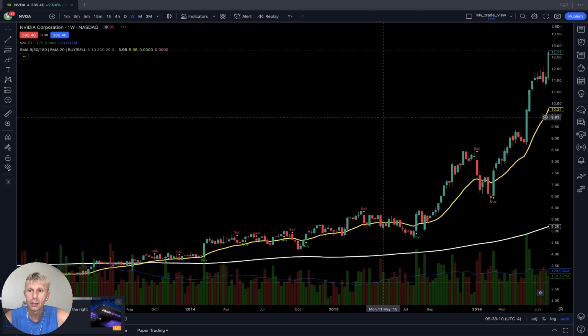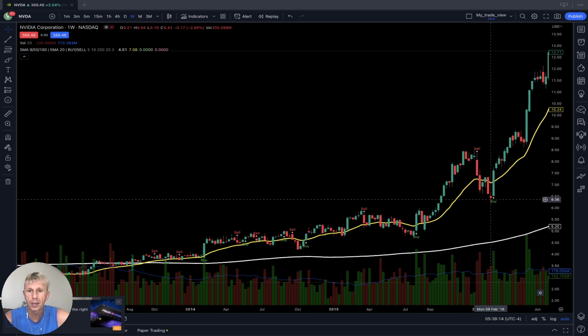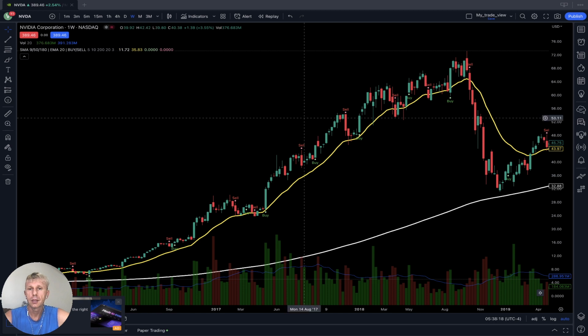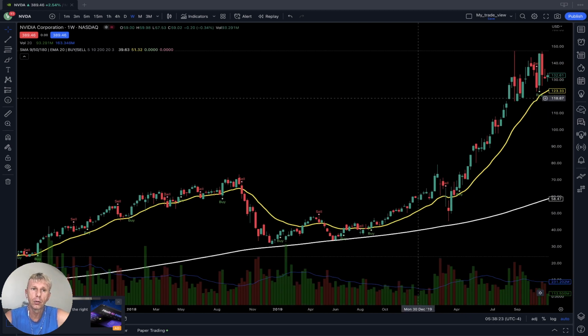Look at that here. It was far from 20, and it came back to 20. Far from 20, came back. It is a rule. That's how it works. When bars are far from 20, they will always come back.